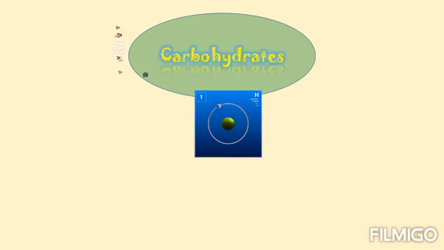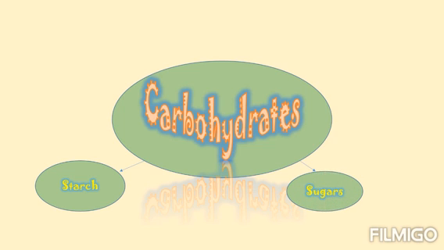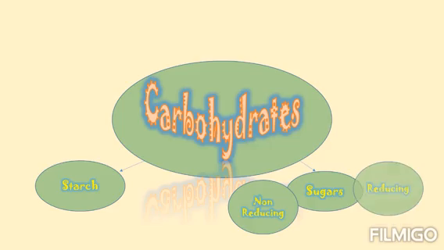Now, if we move first to carbohydrates. Carbohydrates consist of two words: carbo, from carbon, and hydrates, from hydrogen and oxygen, hydra. So carbohydrates consist of three elements: carbon, hydrogen, and oxygen. Carbohydrates can be divided into starch and sugars. And sugars can also be divided into a non-reducing type and a reducing type.